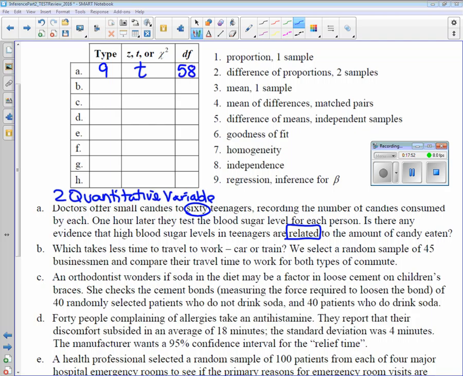Only a handful of us had that one right. If you did, awesome. But make sure that you know it's 58. All right, let's look at B.